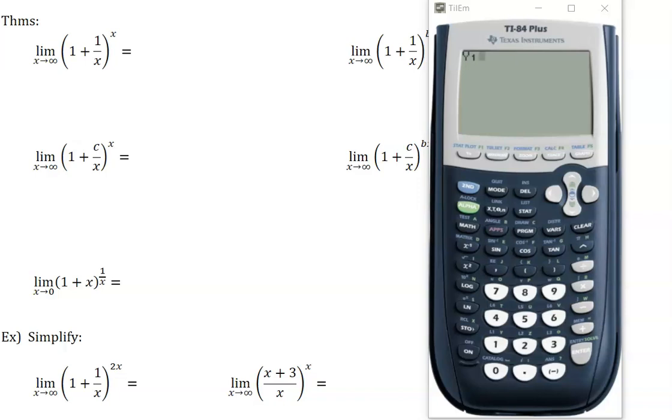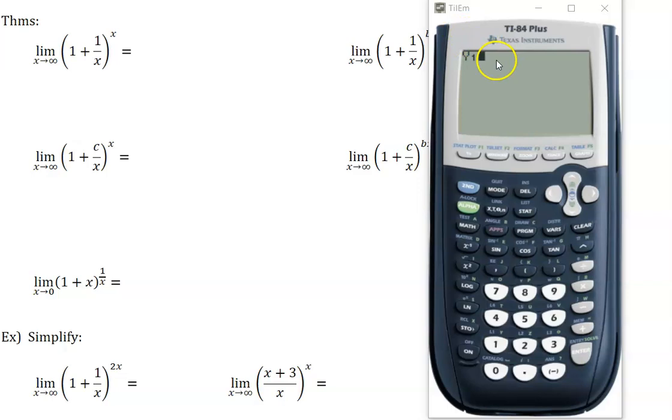So one thing that pops up when we're dealing with exponentials and such is evaluating limits involving exponentials. So we're going to look at a couple of theorems here that will help us do that. To start with, I've got this limit as x approaches infinity of the quantity 1 plus 1 over x raised to the x.